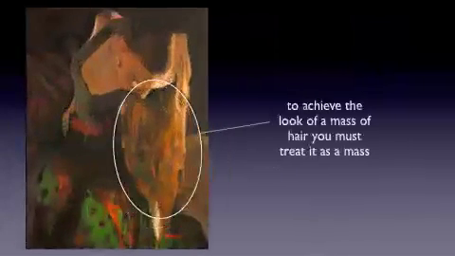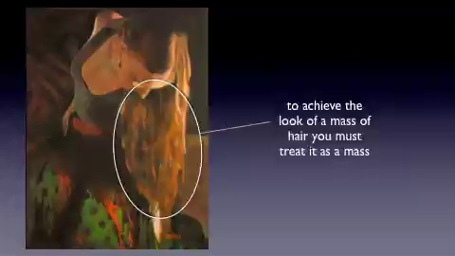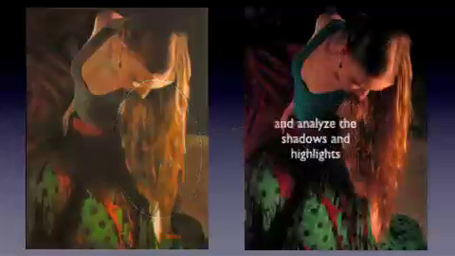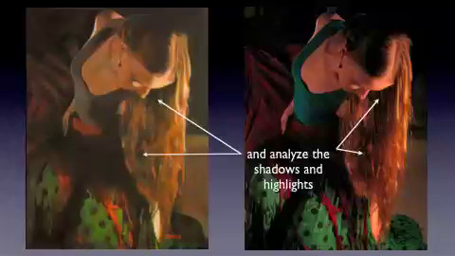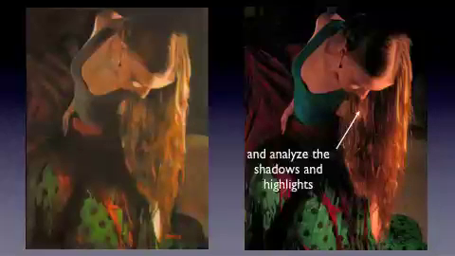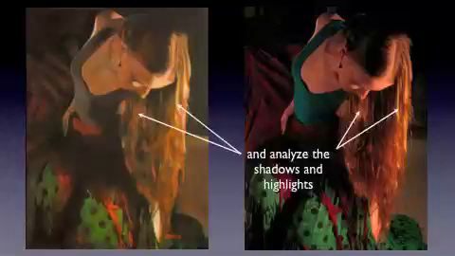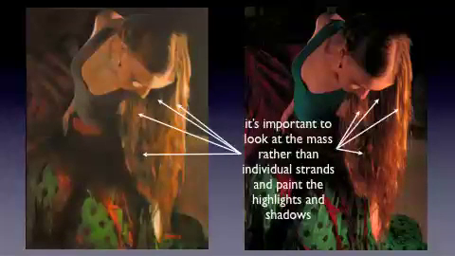Next, let's look at hair surface. To achieve the look of a mass of hair, you must treat it as a mass and analyze the shadows and highlights. Here's the shadows of the photo reference. Put in the shadows in the painting. Here's the highlights in the photo reference, and there's the highlights in the painting. It's important to look at the mass rather than individual strands and paint the highlights and shadows of the mass.